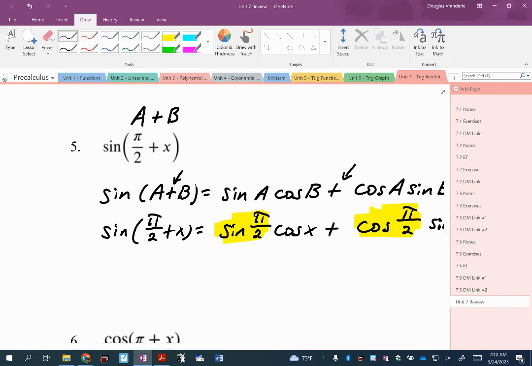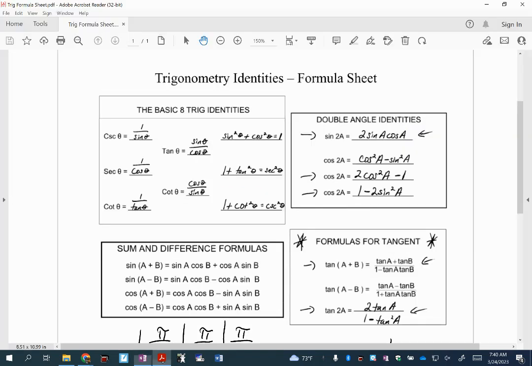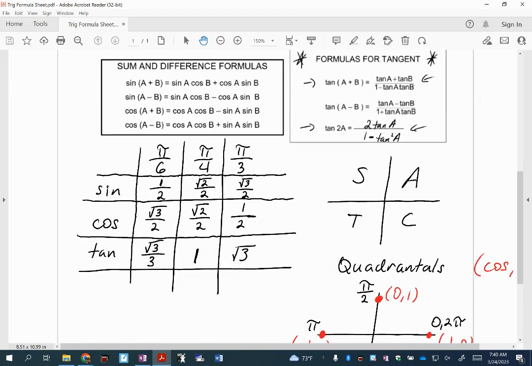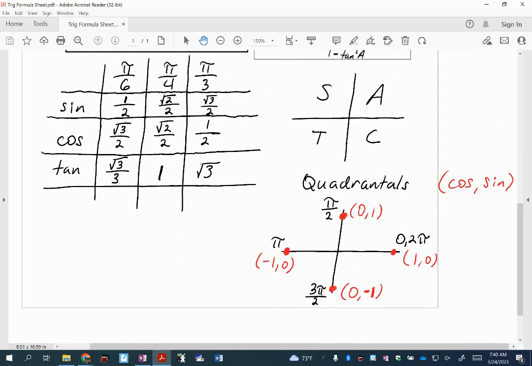I should know these from my work with quadrantals. So again, I've got my quadrantals here on my formula sheet. And again, if you don't have this memorized, be prepared. It will be asked of you on the test. And I'm looking at the sine and cosine of pi over 2. So pi over 2 is up here at the top. Remember, cosine is going to be the value in the x-coordinate. Sine of my pi over 2 will be the value in the y-coordinate. So the cosine of pi over 2 is 0, and the sine of pi over 2 is 1.